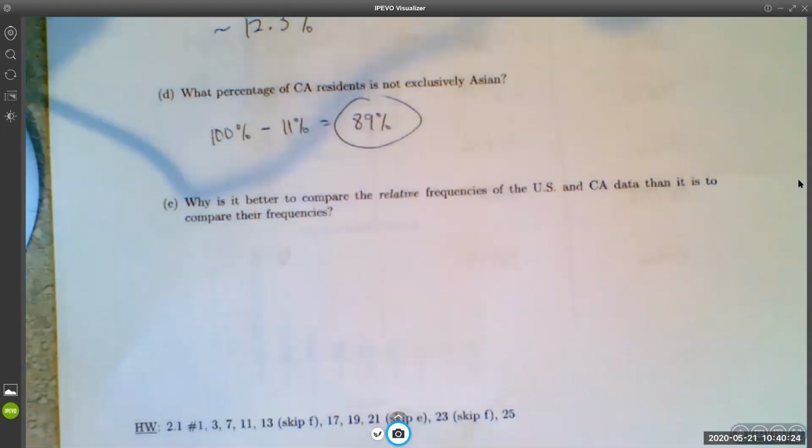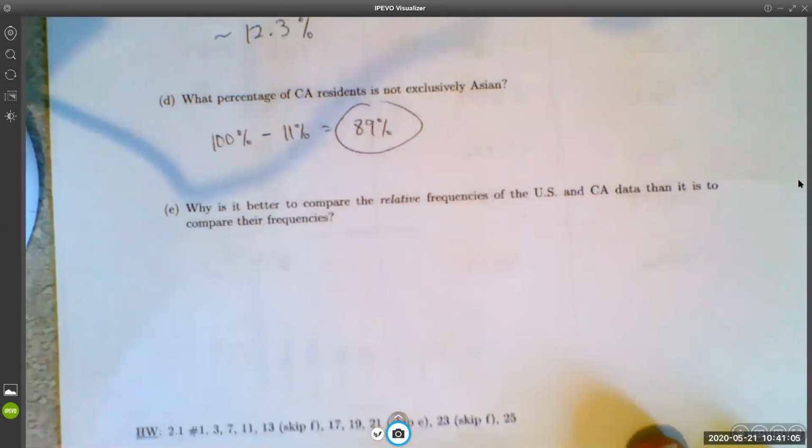So let's just remind ourselves, right? The frequencies are the counts. It's how many individuals there are in each category. The relative frequencies are the percentages, or the proportions, right? So it's what proportion of individuals are in each category. And in this case, I'm claiming that it's better to compare the relative frequencies of the US and California than it is to compare their frequencies. And I'm asking you, why do you think that comparison illustrates more than comparing their frequencies? So give the video a pause and give that question some thought.